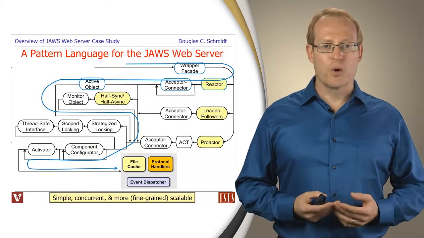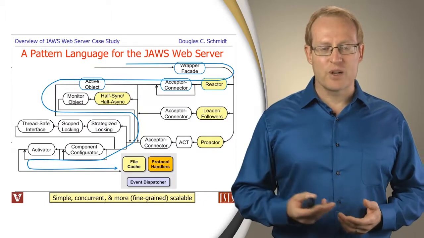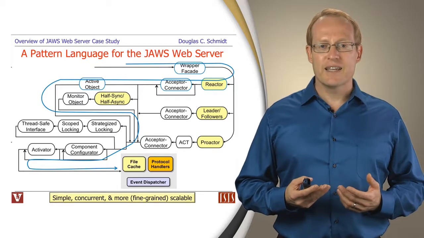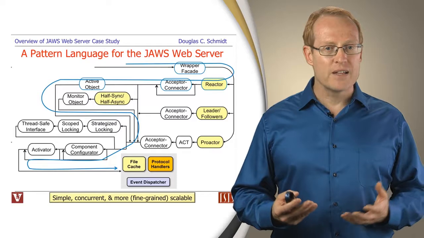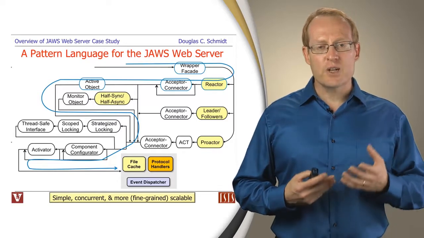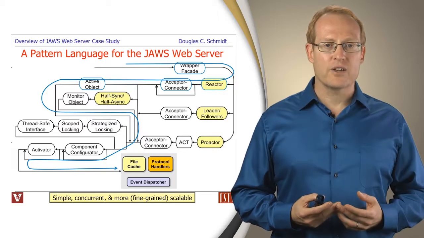The next approach we're going to apply is going to keep wrapper facade, reactor, and acceptor connector, but now we're going to add in the active object pattern. We're going to use this to have a pool of threads that we can run so that each connection that comes in will have one thread dedicated to that connection.